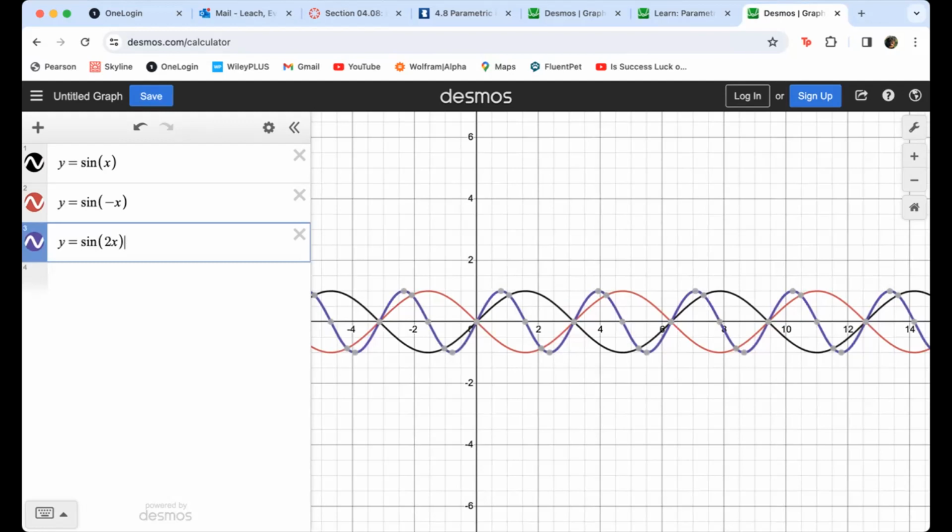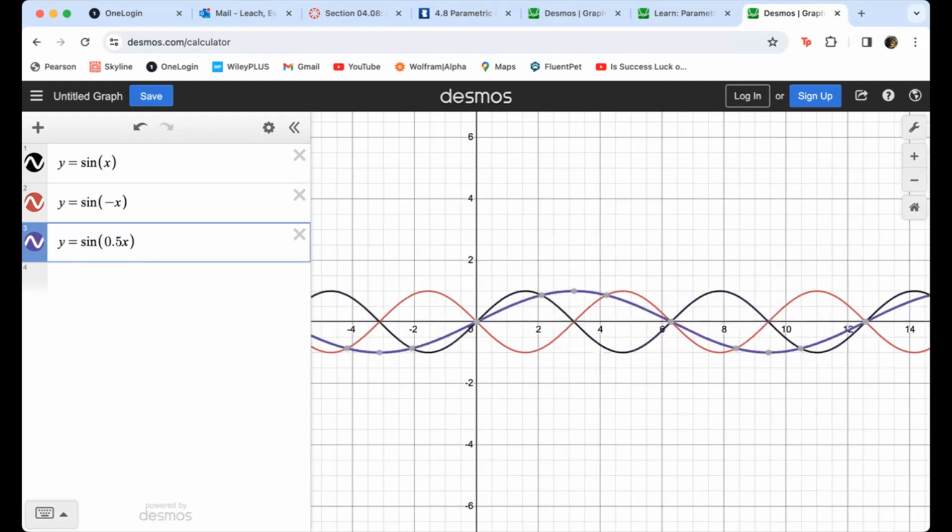So if we slow things down, now the period is twice as long at 4 pi because the x-axis is going half as fast. We're moving along the x's half as fast. But it's half as fast everywhere, and that's why we still have a periodic function.